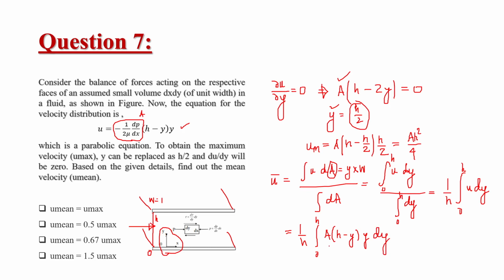This is the region where the fluid is flowing, and there is a balance of forces, and we got a velocity profile of this, which is a parabolic equation. To obtain the maximum velocity, that is u max, y can be replaced by h by 2, and du by dy will be 0. Based on the details, find out the mean velocity. What will be the mean velocity, and what should be its relation with u max? The options are: u mean is equal to u max, u mean is equal to 0.5 u max, u mean is equal to 0.67 u max, or u mean is equal to 1.5 times u max. Which of these options will be correct?